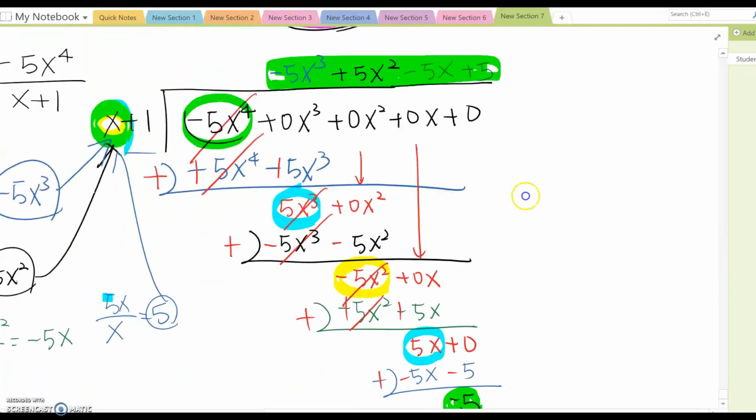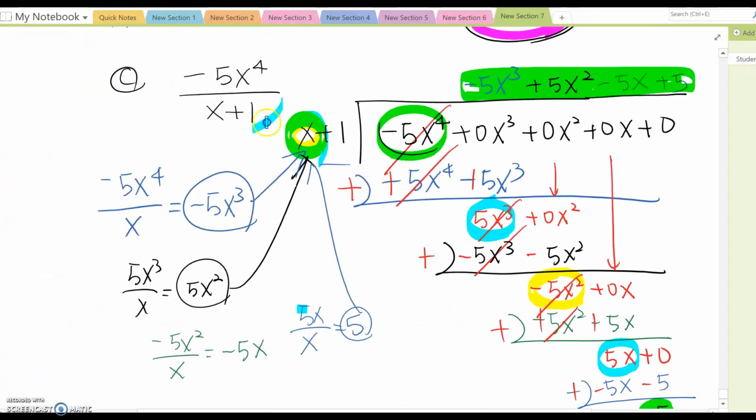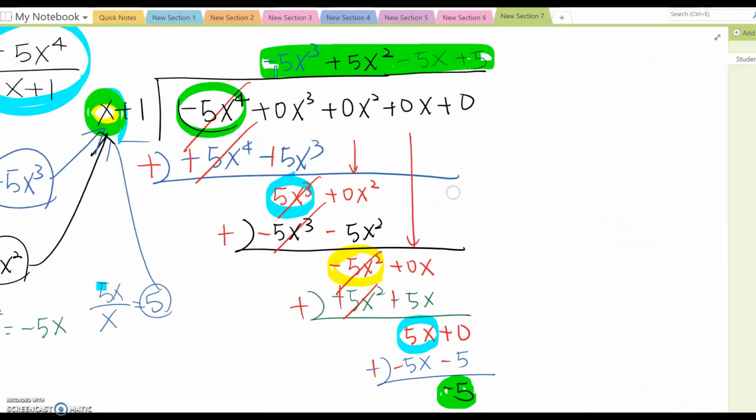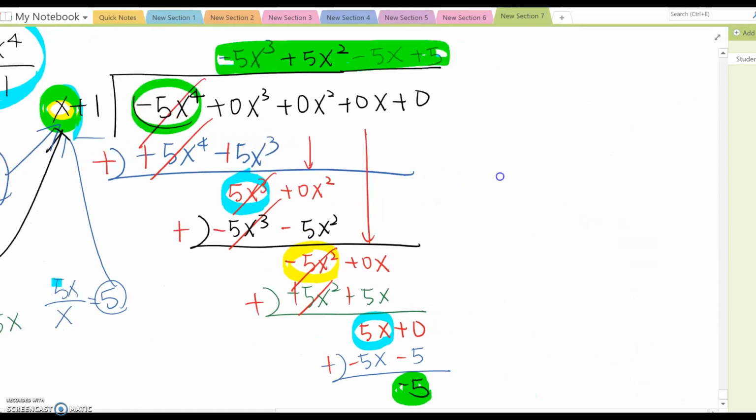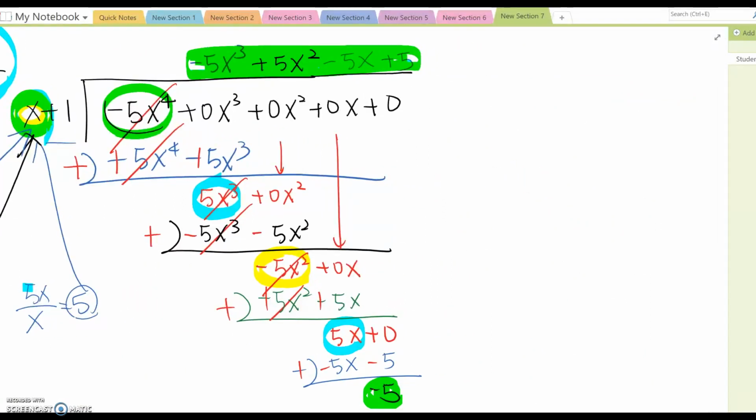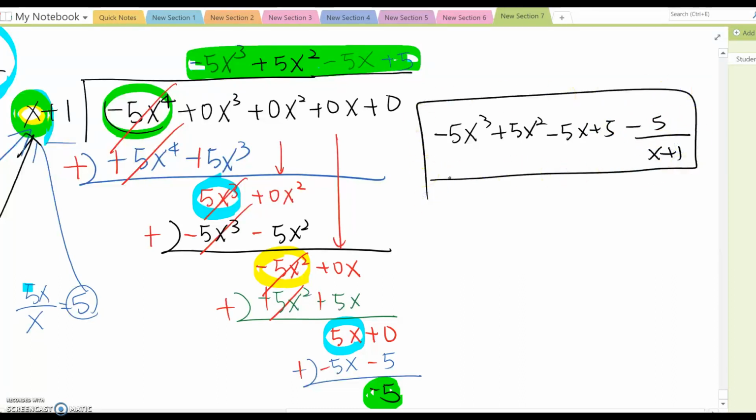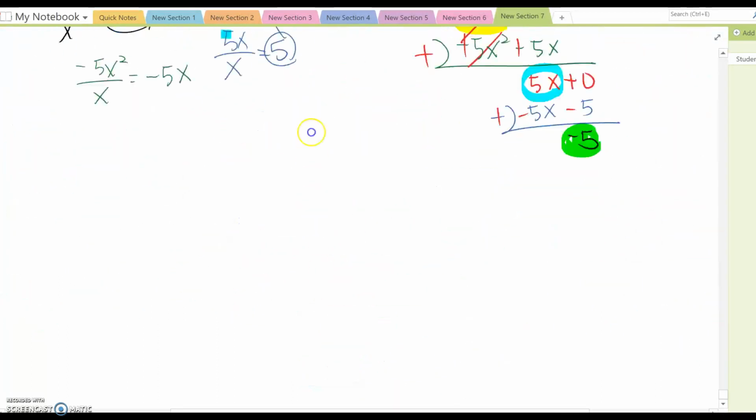But now, was this in function form? No, right? Then you can just say this and this, or we can make the answer clearer: negative 5x cubed plus 5x squared minus 5x plus 5 and minus 5 over x plus 1. There will be also another answer from here. Okay, so now the next one is synthetic division.